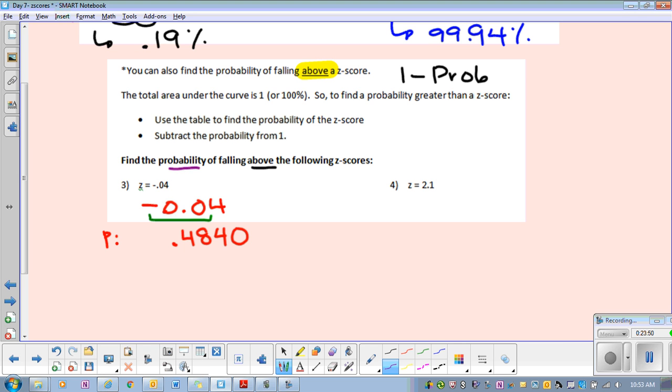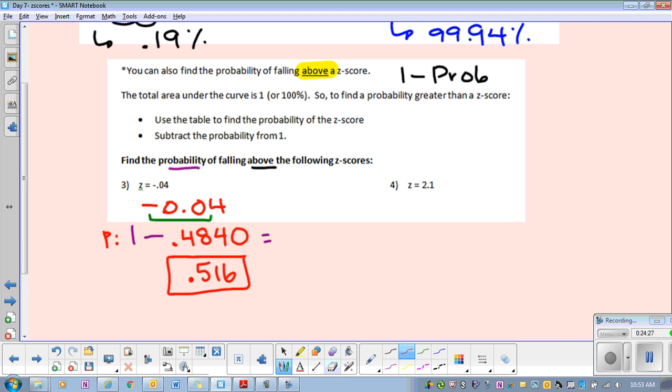But since they want above, you have to do 1 minus that. What is 1 minus 0.4840? 0.516. I'm leaving it like that. I'm not turning it into a percentage because they just said give me the probability, right?